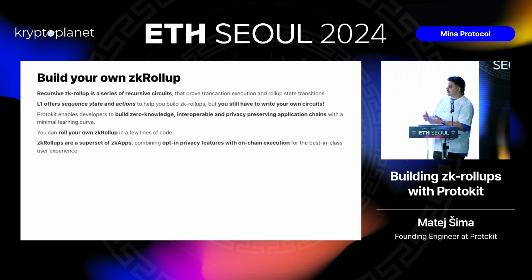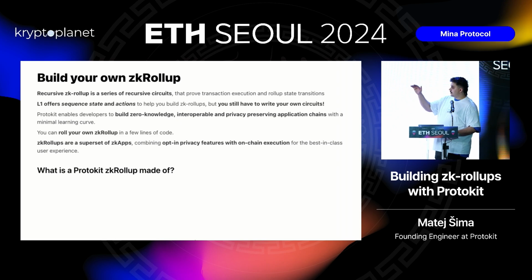It's important to say, you can really roll your own zk-rollup in a matter of a few hours, and that's what I'm hoping to see during this hackathon. I've covered this before, but zk-rollups and Protokit chains are really a superset of zk apps or the smart contracts you've seen before, with the benefit of also having sequenced on-chain execution without the precondition issues and the difficulties of Merkle trees. We've abstracted all of that away behind what I think is a really nice API, and I'm hoping that you'll have fun using it during the hackathon.